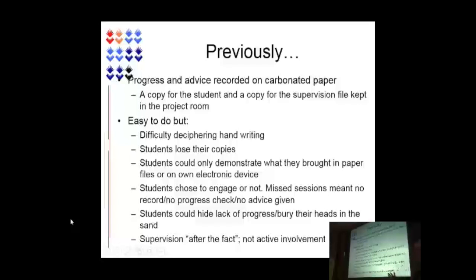But it was very easy to do, but I've listed a number of difficulties that would come with that, not least of which is deciphering the handwriting of a computer science tutor. One of the big things for me, I think, is that supervision could feel very after the fact.